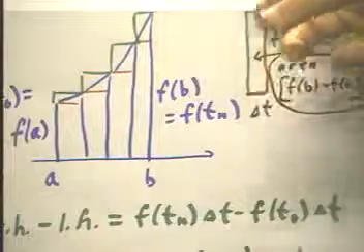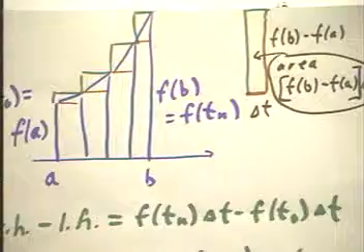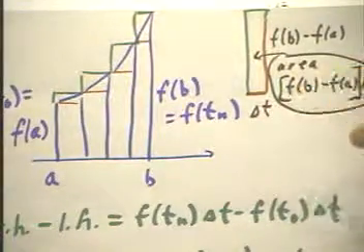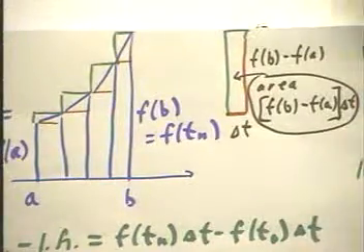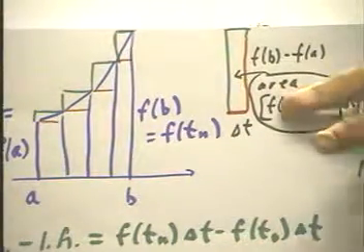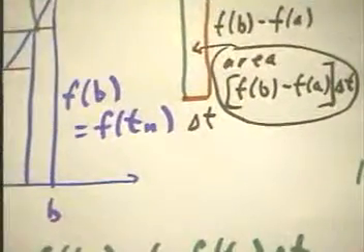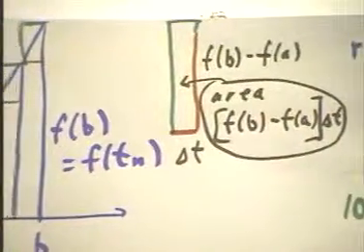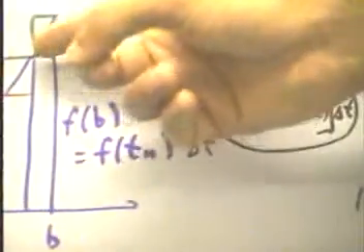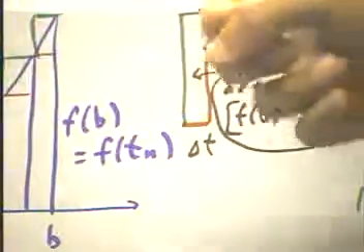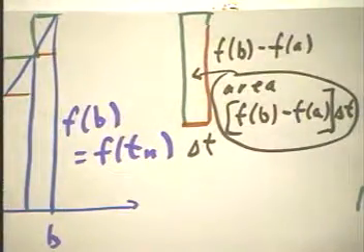Obviously, the altitude of this rectangle is f of b minus f of a. The width of the rectangle is delta t, so its area is nothing but f of b minus f of a times delta t. And that's what we have written here, f of b minus f of a times delta t. We'll zoom in on that a little bit. And again, this rectangle corresponds to the stacking of all the little rectangles, all the little errors, all the little differences between lower and upper sum over the whole graph.